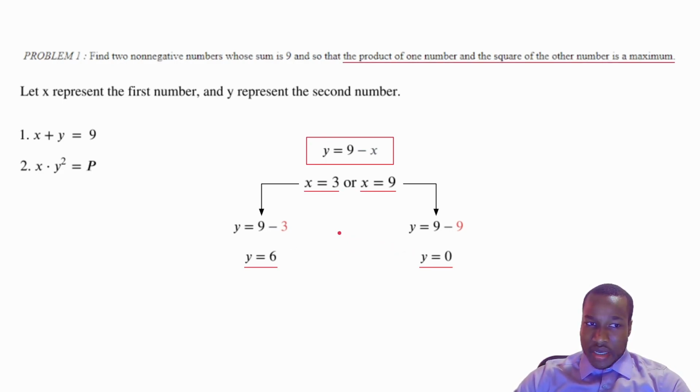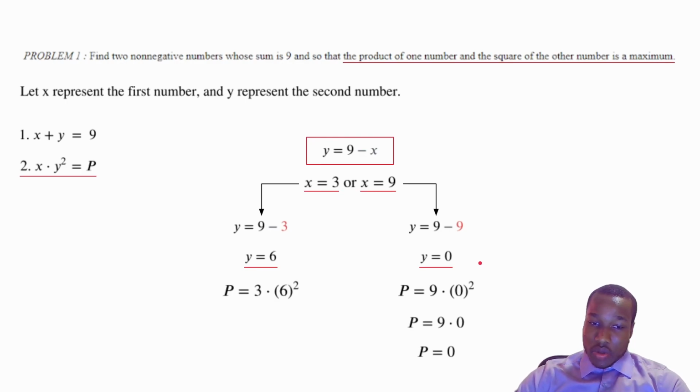From here, we can test our second equation, where the product of one number, x, and the square of the other, y, equals p. So from here we can sub in the values of x and y into equation 2. So I either have p is equal to 9 times 0 squared, which means p is equal to 9 times 0, which effectively means p is 0. And with our second possibility, we have p is equal to 3 times 6 squared, as x is equal to 3 and y is equal to 6 in this case. So then we have 3 times 36, which will leave us with p is equal to 108.